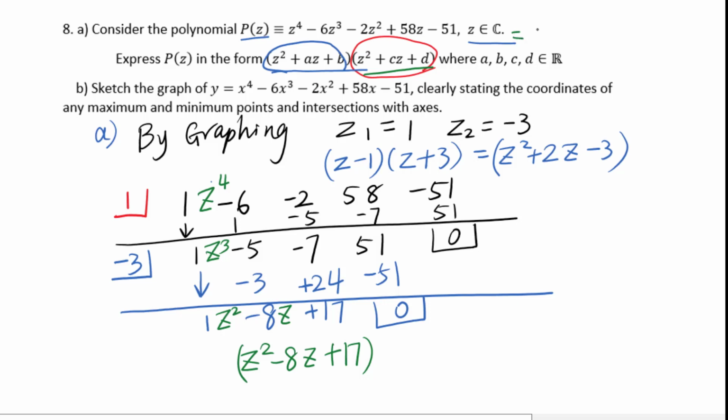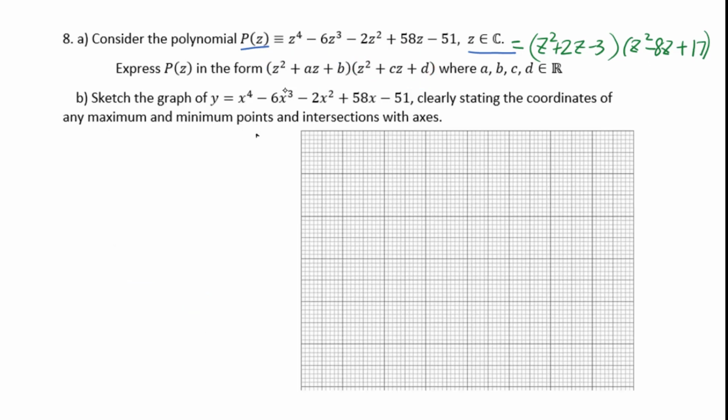That equals z squared plus 2z minus 3 times z squared minus 8z plus 17. Let's go to B. Sketch the graph of y equals x to the fourth power minus 6x to the third power minus 2x squared plus 58x minus 51, clearly stating the coordinates of any maximum, minimum points and intersections with the axis.